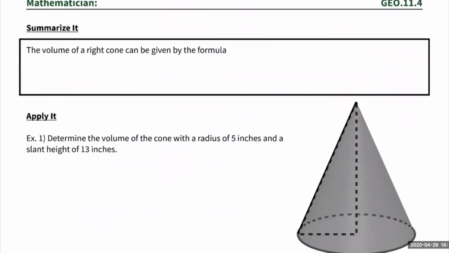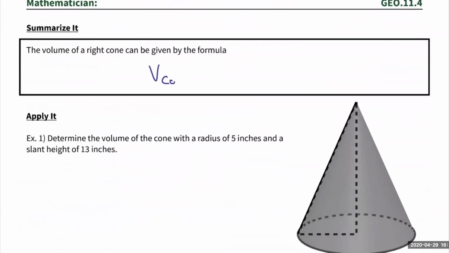All right, so now we can generalize that into a formula that we can use on all of our problems. So the volume of a right cone, and when we use the term right cone, that's referring to the height being perpendicular to the base, right? It's not tilted and slanted. But the volume can be given by this formula.